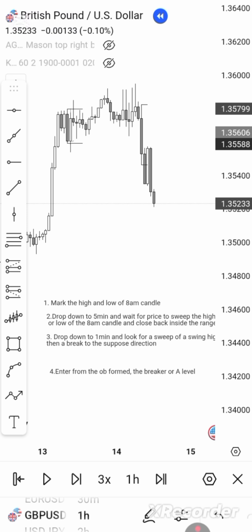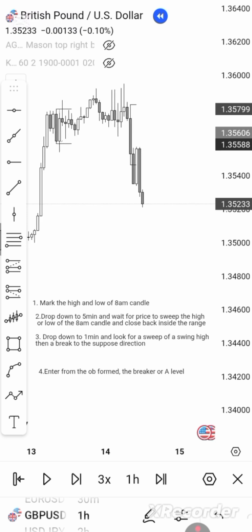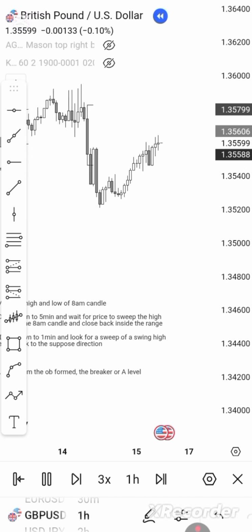We were able to take the earlier trade because the price gave us everything. We marked the high and the low of the candle. We dropped down to 5 minutes and waited for price to sweep the high, and then the candle closed back in the range. Then we dropped down to 1 minute to look for a sweep of a swing high or low, and then a break to the supposed direction, and then we enter. So price didn't give us that in this case. Let's move to another 8 a.m. candle. All we just need to do is back test. If you want to learn more about this strategy, just back test it very well.